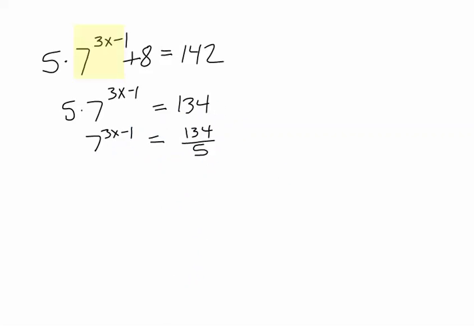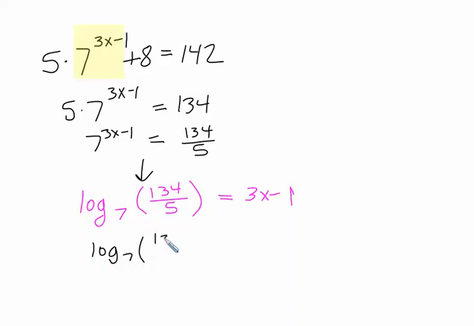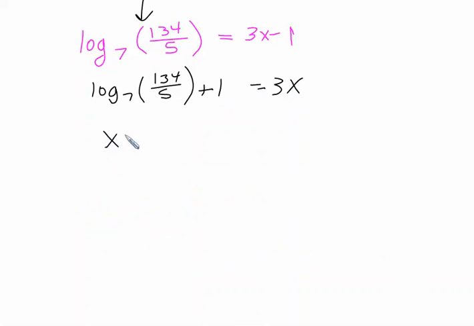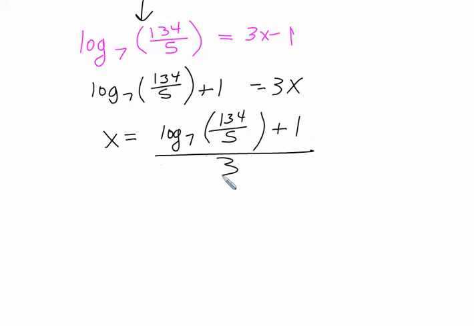And now we're going to convert it into a log. So be careful. Here this would be the log base 7. It's equal to the exponent, which is 3x minus 1. And the thing that will go inside of our log is the 134 over 5. So now we would add 1 to both sides. It would be the log base 7 of 134 over 5, plus 1, equals 3x. And then to get x by itself, we divide by 3. So x would be the log base 7 of 134 divided by 5, plus 1, all over 3.